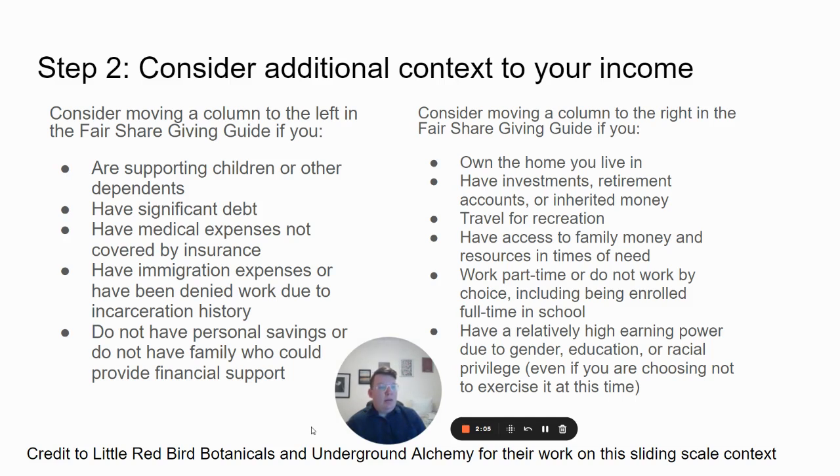So if you're thinking about the Fair Share Giving Guide, think about the columns in the Giving Guide and whether you're going to move to the left or the right on those columns, given this additional context. So some examples to this context are if you're supporting children or other dependents, or if you have debt, or you have medical expenses that aren't covered by insurance, or you have incarceration history that makes it difficult to find work, or you don't have personal savings or a 401k or intergenerational wealth.